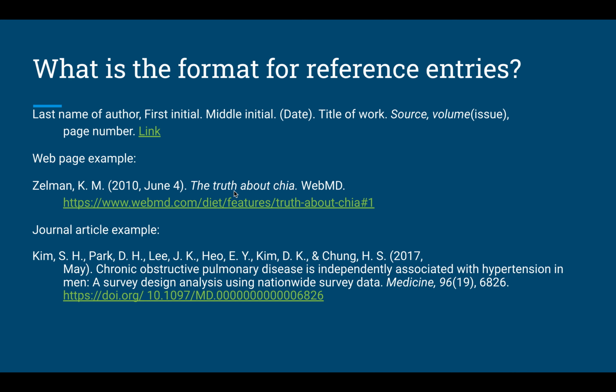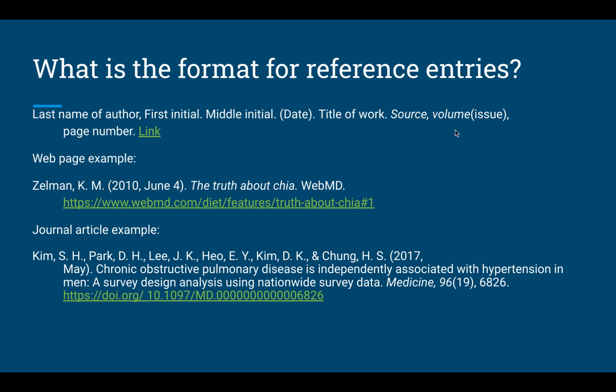Okay, so now that we have finished with in-text citations, we are looking at reference entries. The typical format for a reference entry is the last name of the author, the first initial, period, middle initial if there is one, period, the date, in parentheses, then period, the title of work. When you're adding the title, you're going to capitalize it as you would a sentence. So here's an example, the truth about Chia. You'll see we've only capitalized the first word.